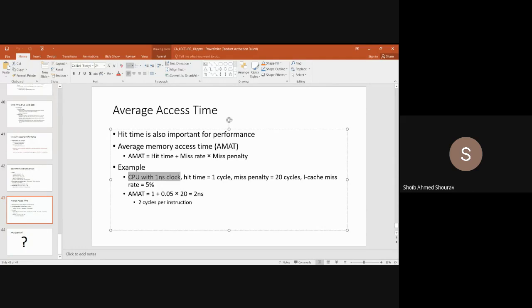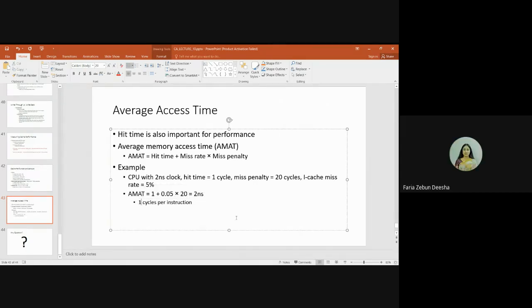The CPU clock will be given in the question. And in average memory access time, we always find the answer in nanoseconds. Whatever the hit time is given, whatever the miss penalty is given, the result will be in nanoseconds, always. So if the CPU has a 1 nanosecond clock, then 2 nanoseconds will give 2 clocks. 2 clocks mean 2 cycles, clock cycles per instruction. If, for example, it is a 2 nanosecond clock, then in 2 nanoseconds we generate only one clock. So it will be one cycle per instruction.